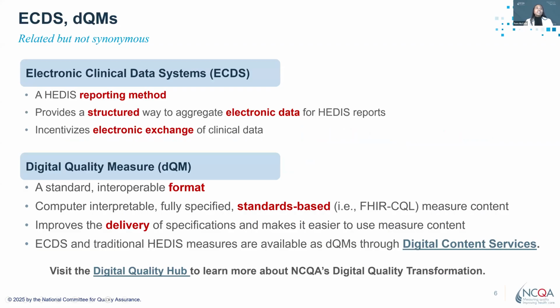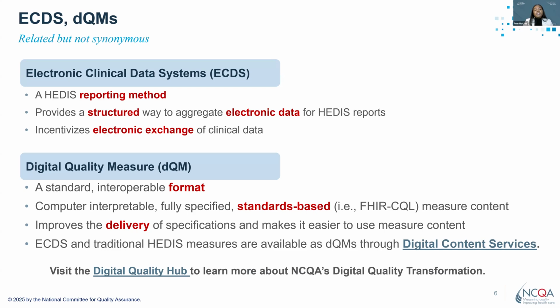So first, we wanted to start with providing definitions for two key terms, ECDS and DQM. So these terms are related, but not synonymous. So they're not the same. And so this is one of the key questions we often get: what's the difference between ECDS and DQMs? So ECDS refers to a HEDIS reporting method. It's specifically referring to a set of guidelines and standards that provides a structured way to aggregate electronic data for HEDIS reports. And so we have a set of measures that are specified for ECDS reporting that we're going to get into.